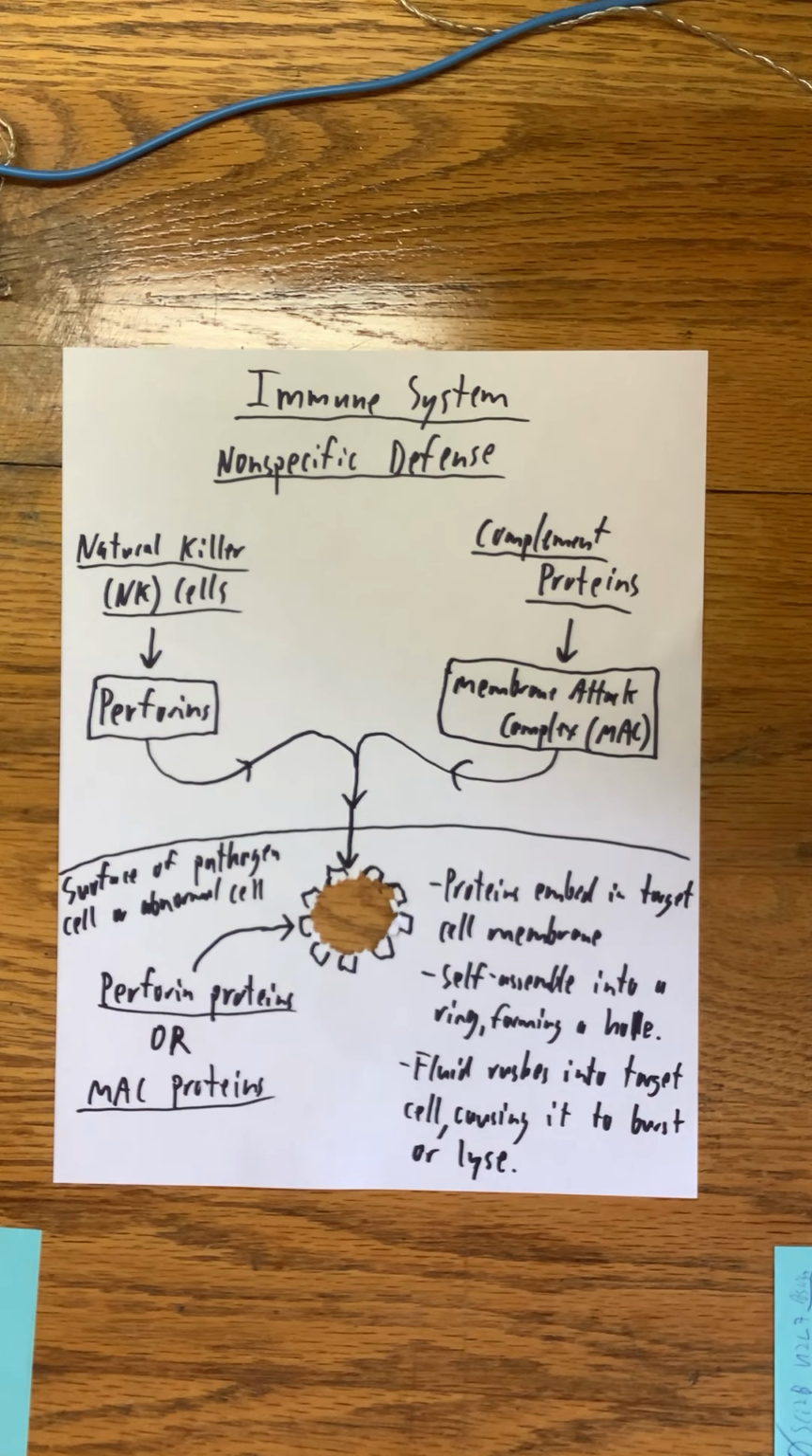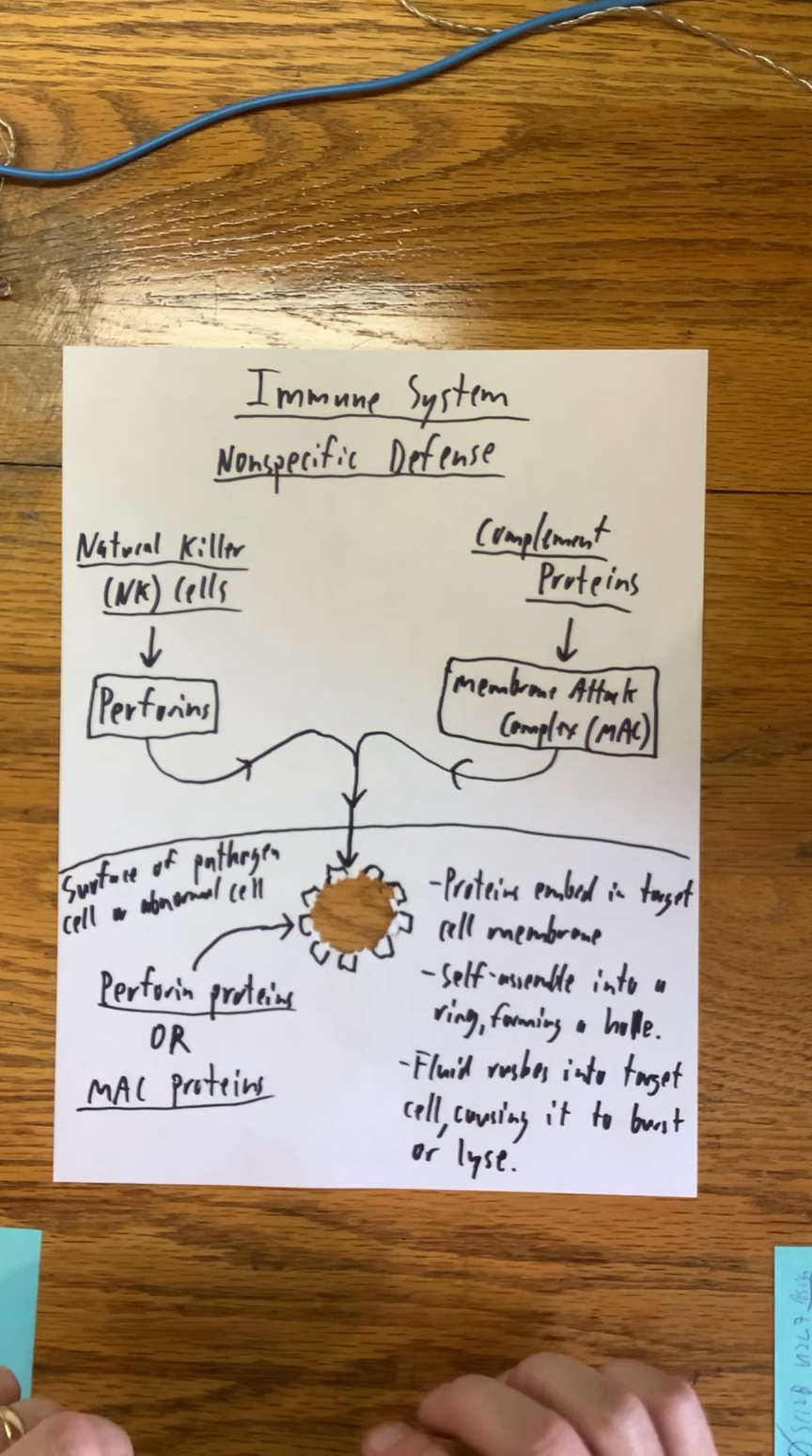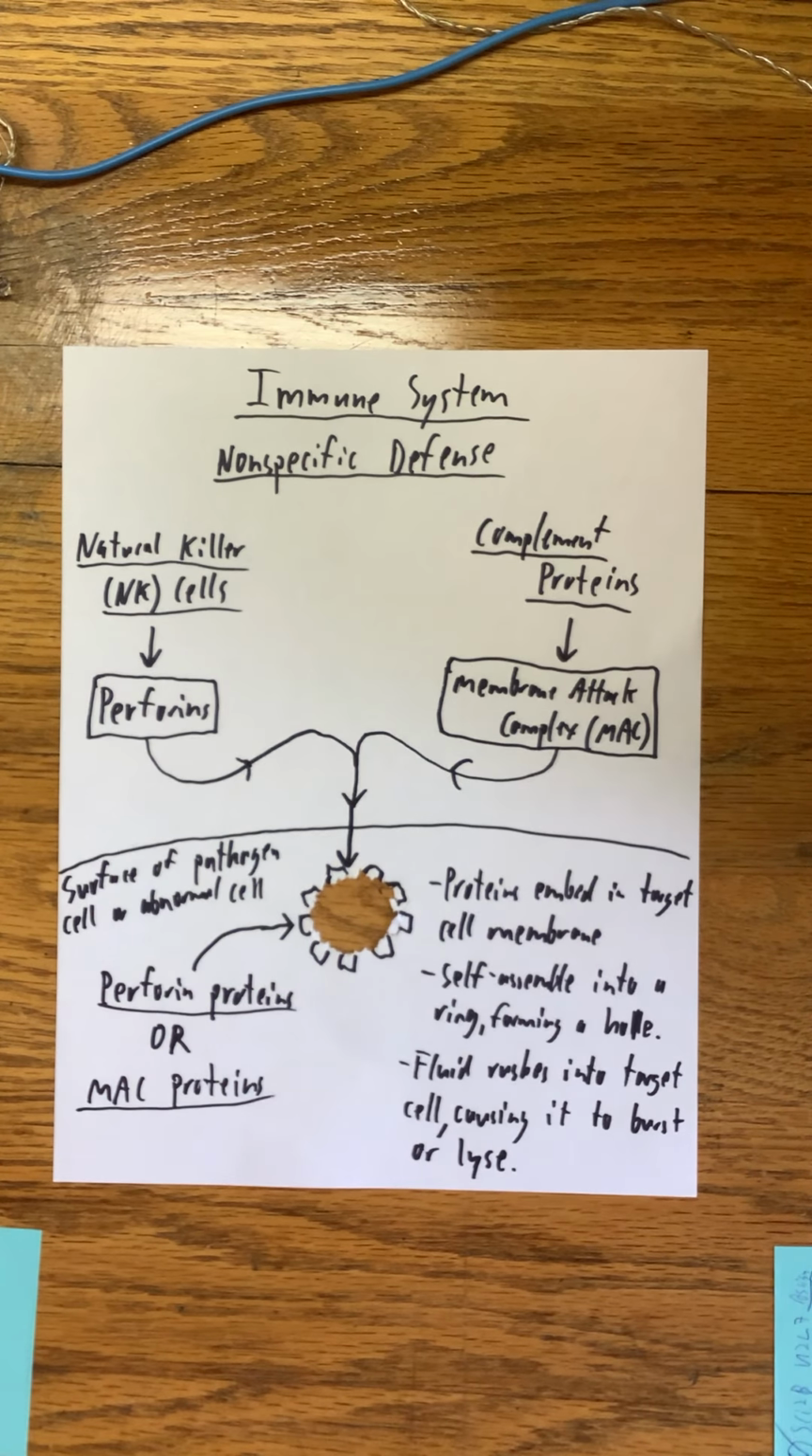And there you have it. That is how natural killer cells and complement proteins can destroy pathogen cells or abnormal cells. Submit a photo of your drawing as your contribution to the assignment.